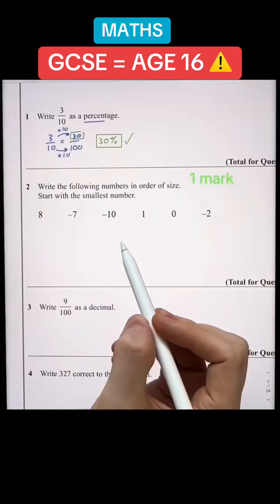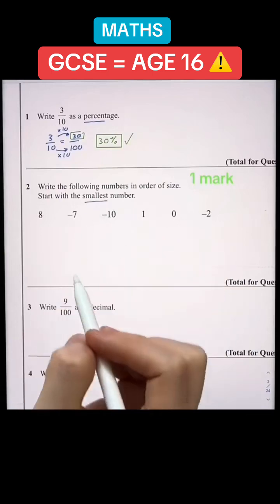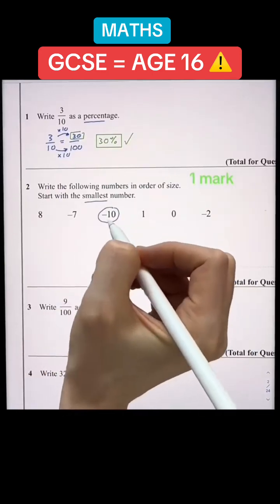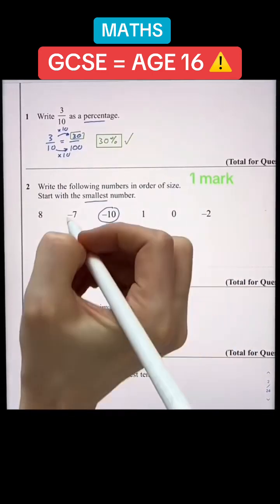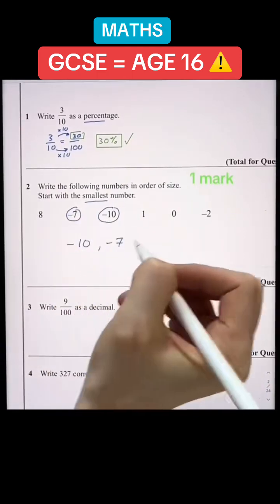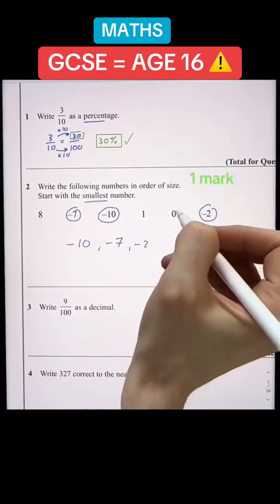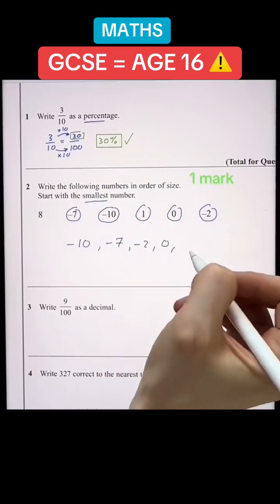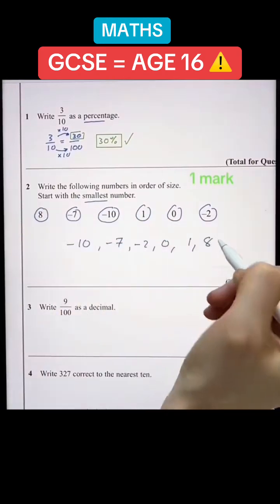Question 2. Write the following numbers in order of size. Start with the smallest number. Well, the smallest number is our largest negative. In this case, our largest negative is negative 10. The next largest negative is negative 7. The next largest negative is negative 2. Then followed by 0. Then followed by 1. Then followed by 8.